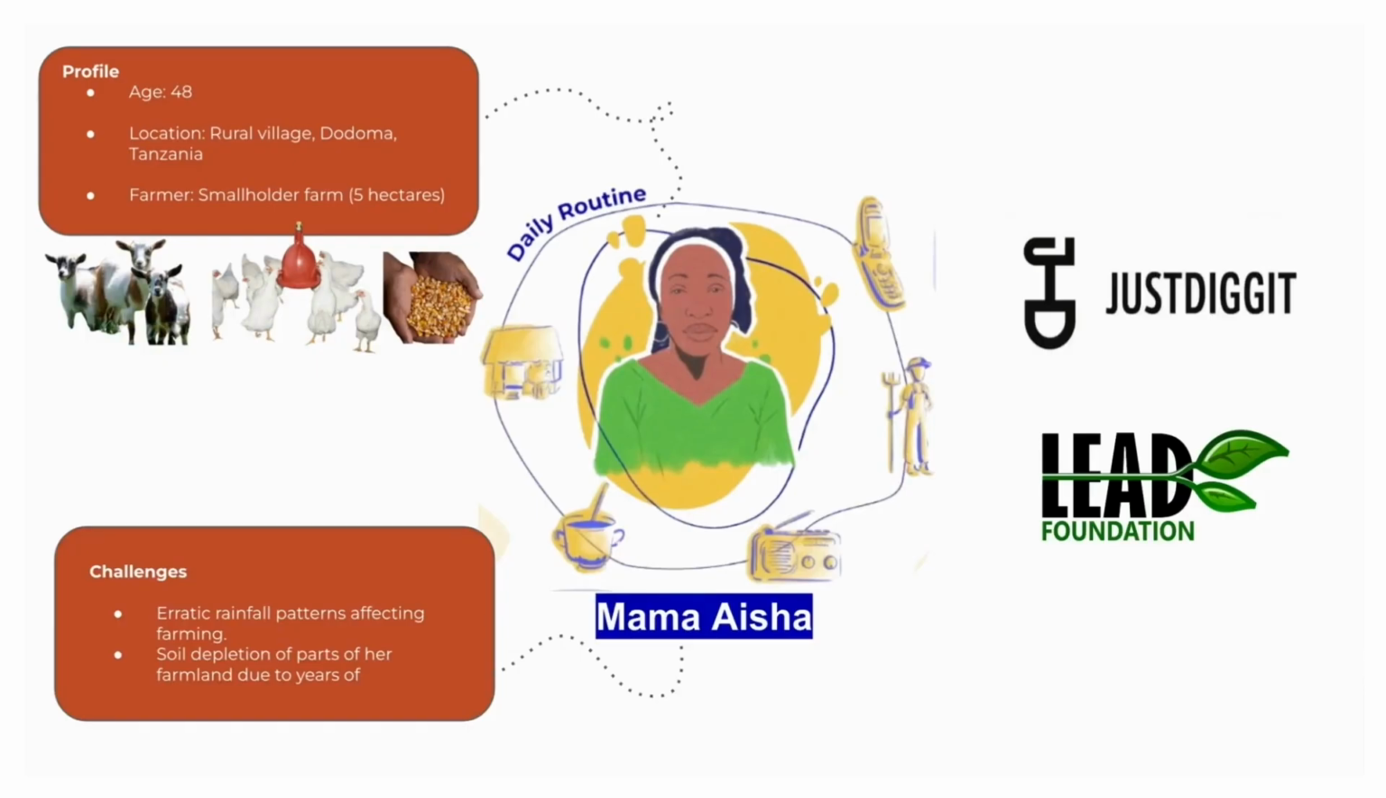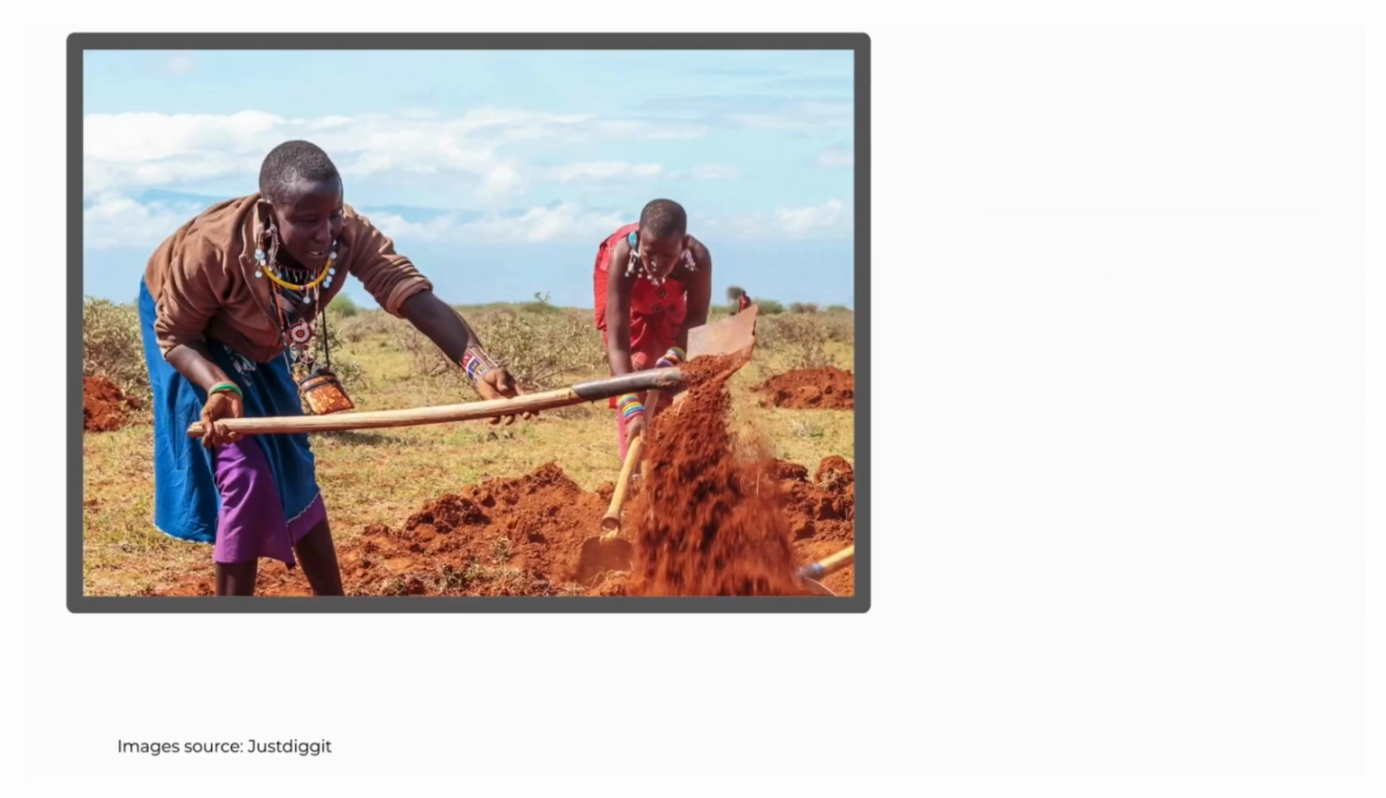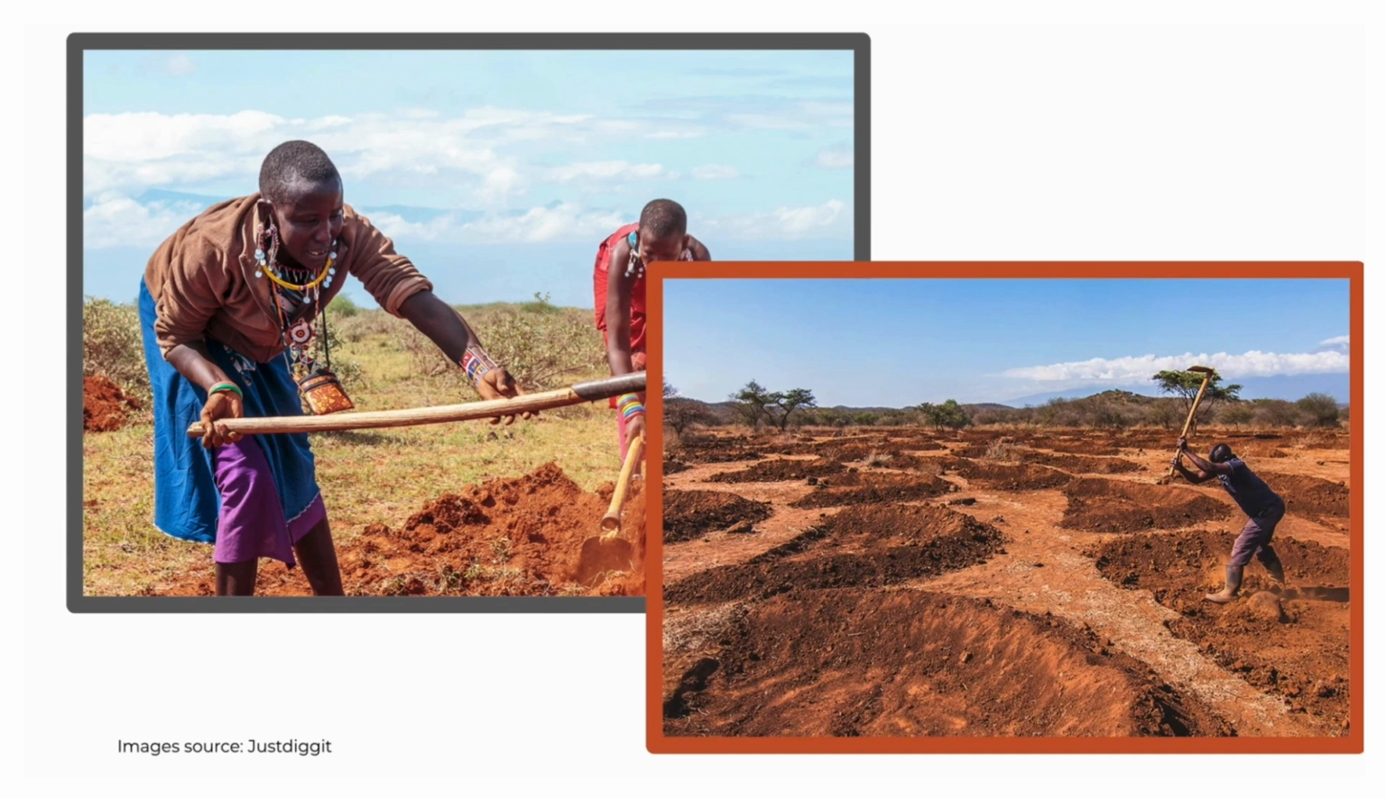erosion. For all of these reasons, Mama Aisha has been working with Just Dig It and other partners such as Lead Foundation in her village, where she's being taught how to take a pause on production and refocus on restoring her barren lands. She's actively working together with other farmer groups using various traditional techniques, such as creating water bands, as you can see in the image below, which helps capture rainwater and gives the rainwater enough time to enter the soil to restore the water balance.